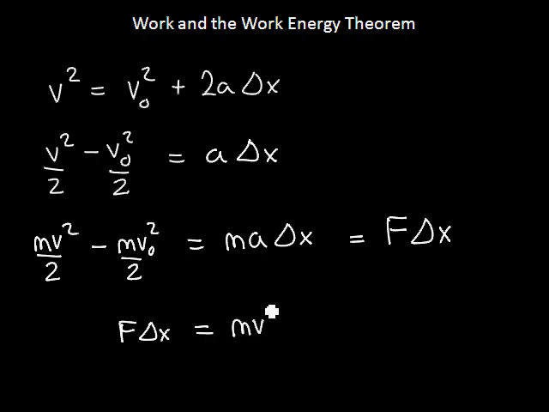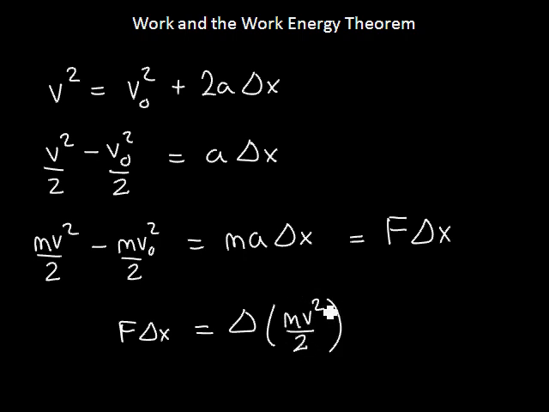change in this quantity, m v squared over 2. So force times displacement is the change in 1/2 m v squared. And the quantity on the left, force times distance, is the work done on the object. And this is equal to the change in kinetic energy of the object.